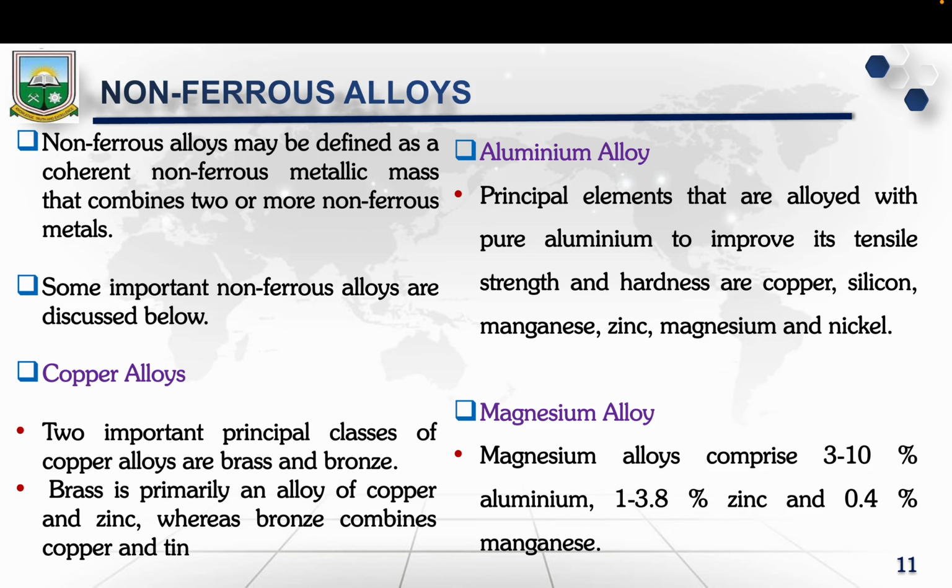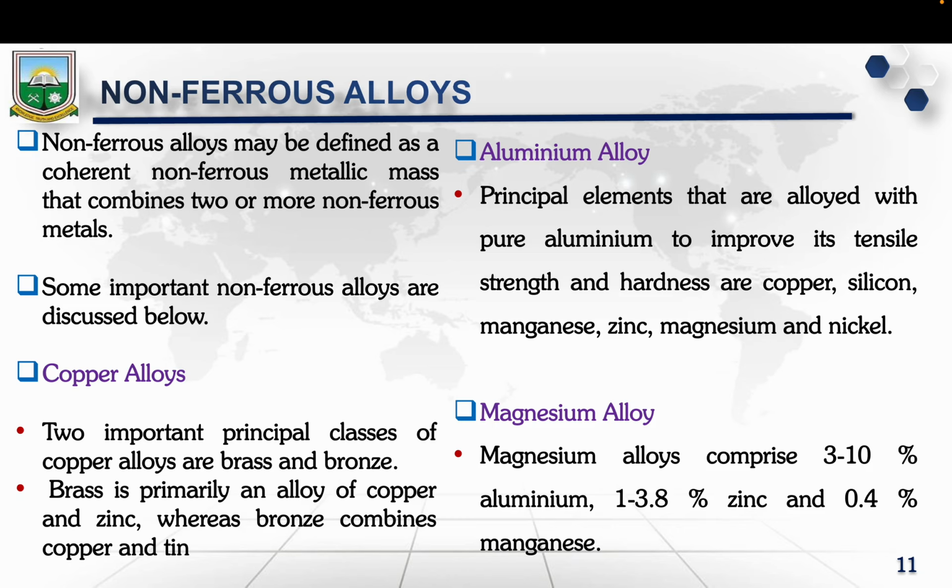Now, looking at aluminum alloys, pure aluminum is very soft and relatively ductile, which limits its use in applications, okay. So by alloying aluminum with elements such as copper, zinc, manganese, magnesium, and nickel, its high tensile strength and hardness are significantly improved, okay. Now, this makes aluminum alloys essential for structural applications in the aerospace industry as well as automotive and construction sectors.